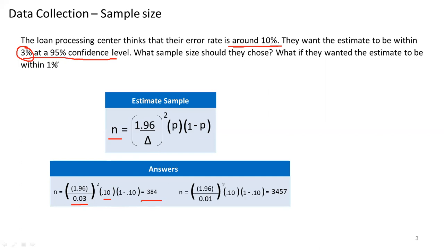Now, to continue, from the 3% we want to move to the 1%. So my degree of confidence remains the same. Margin of error will reduce from 3% to 1%. 1% we write as 0.01, square of that. And my current proportion defective still remains the same at 10%. So 0.10 multiplied by 1 minus 0.10, which means I need around 3,457 samples to calculate the sample size for this.